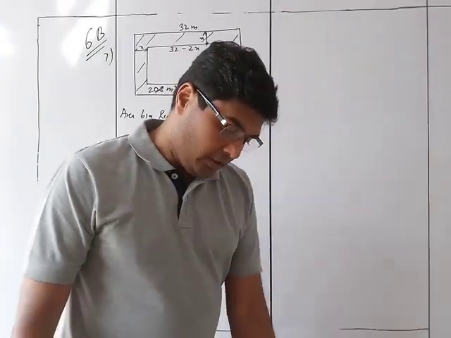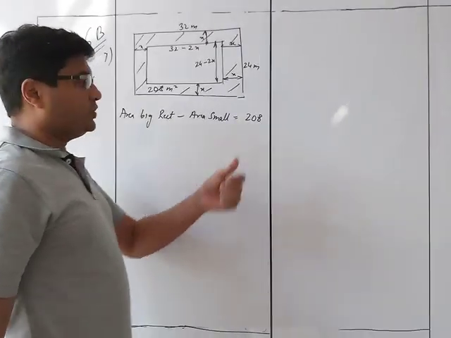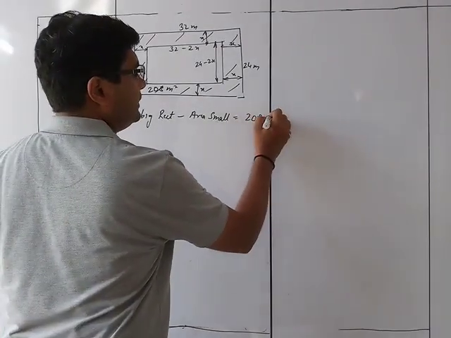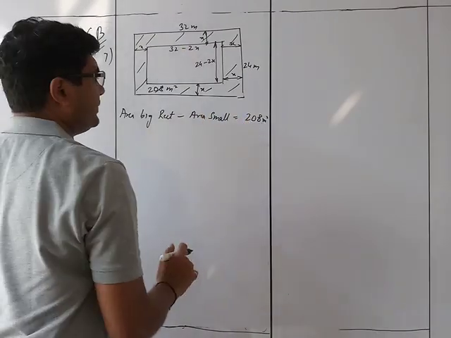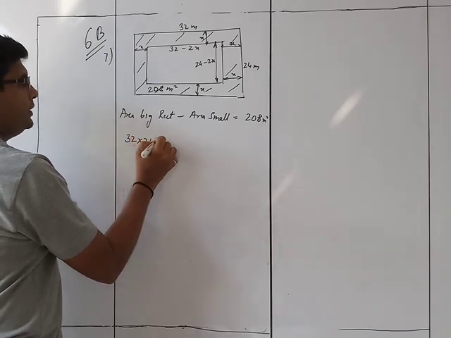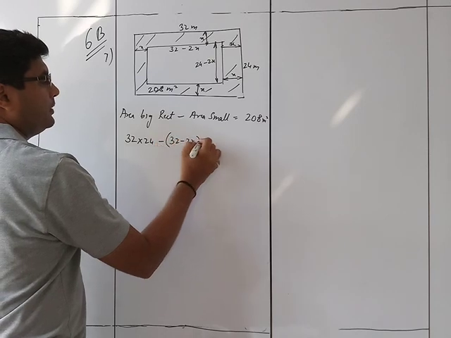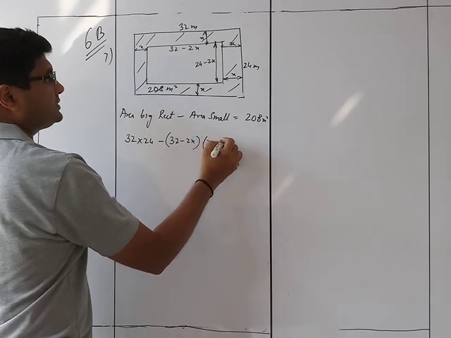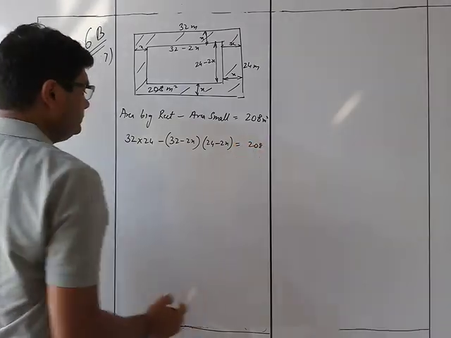Are we clear? We are having over here that the path is in between. So here it is 208 meters square is the area like this. Area of the bigger rectangle minus area of the smaller rectangle will be 208. So this gives me 32 into 24 minus (32 minus 2x) into (24 minus 2x) is equals to 208.